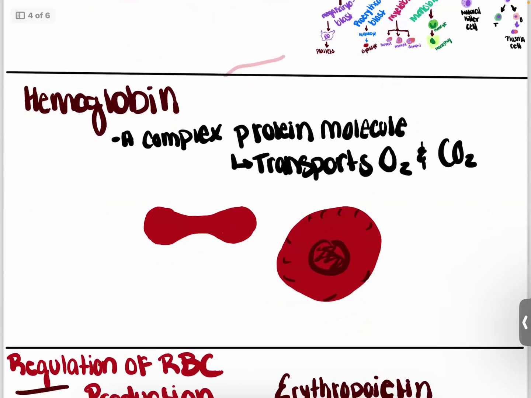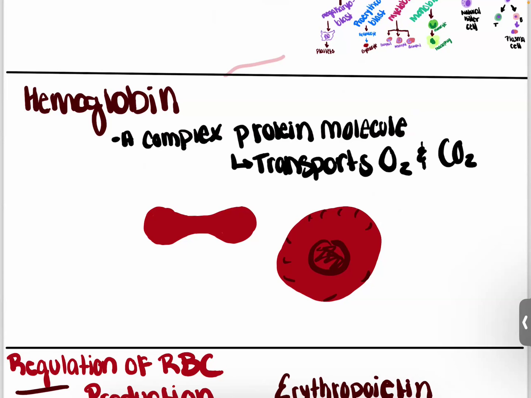Now I would like to touch on hemoglobin. Hemoglobin, excuse my pronunciation. Hemoglobin is what carries and transports oxygen and carbon dioxide to the muscles, tissues, and organs of our body. It is a complex protein molecule, which consists of alpha and beta formations that come together to create this complex quaternary structure protein molecule.